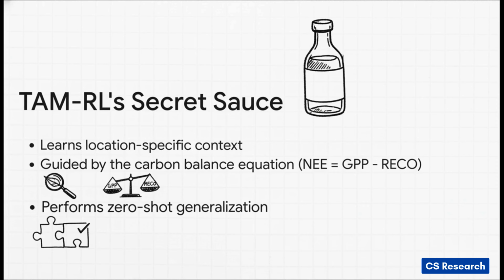Second, and this is huge, it's not just some black box guessing at patterns. It has a fundamental law of physics built right into its logic, the carbon balance equation. This means its answers have to be scientifically plausible. And third, it's designed for what's called zero-shot generalization. This is a wild AI ability to make accurate predictions for places it has never seen before, not even once. That right there is the key to filling in those global blind spots.